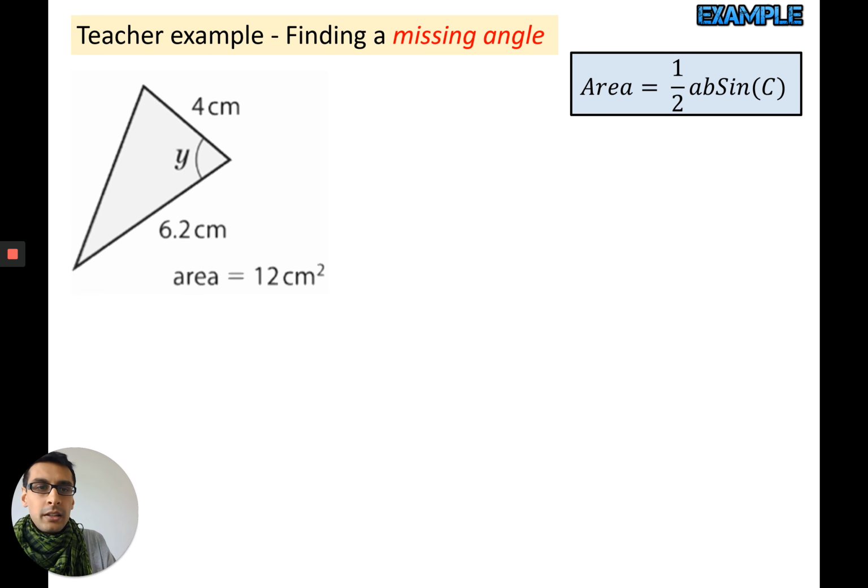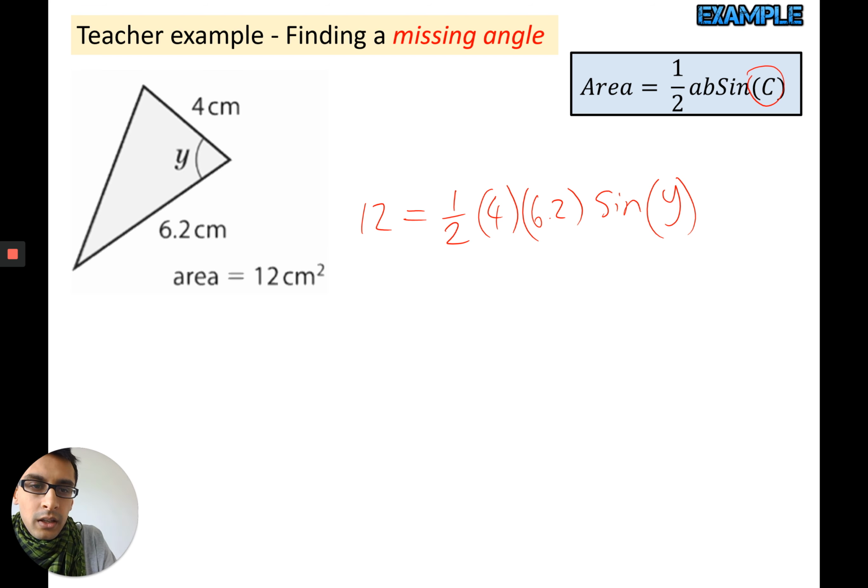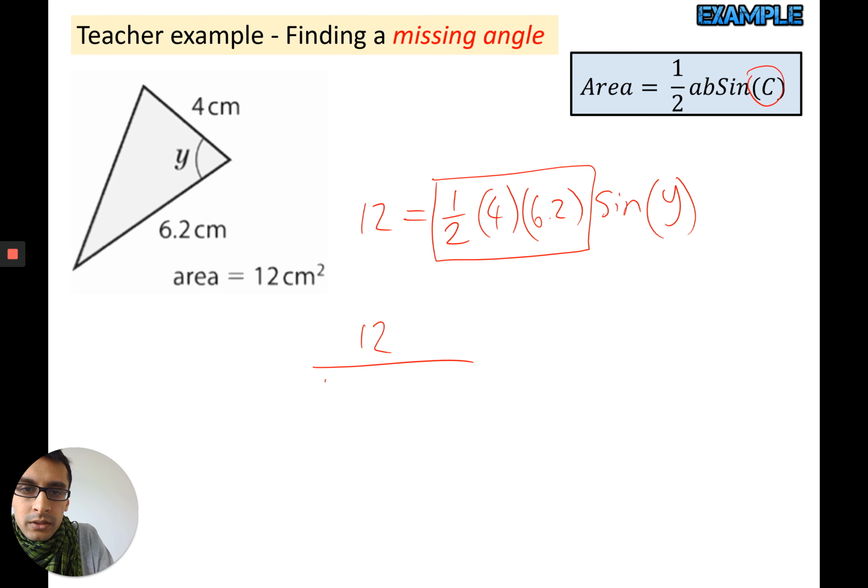Right, this is slightly different because we're going to work out the missing angle this time. I'm going to use the same formula here. So the area, 12, is equal to half times your A and B, which are 4 and 6.2, times sine Y. Then you can divide by this whole thing. So you end up with 12 over, well, half times 4 is just 2, and then 2 times 6.2 is 12.4, equals sine Y.